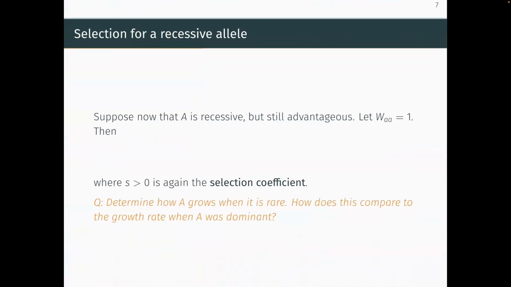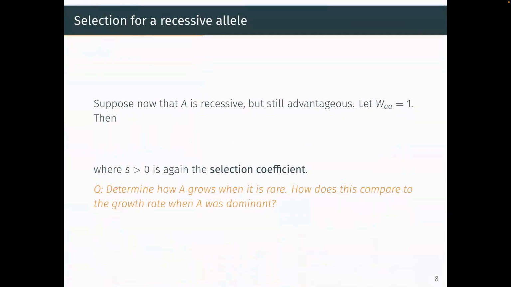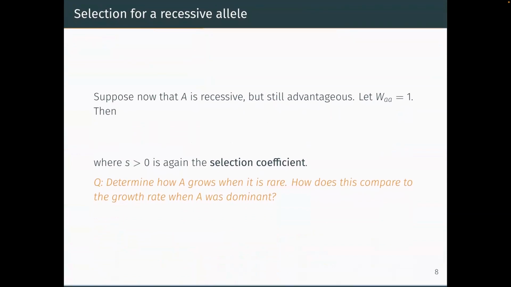Okay, so that's a dominant allele. What about if our advantageous allele is actually recessive? We're still going to assume it's advantageous. In this case, we're going to assume that WAA is equal to 1. And this time, our homozygote for this advantageous allele is going to be 1 plus S, just like we had before.